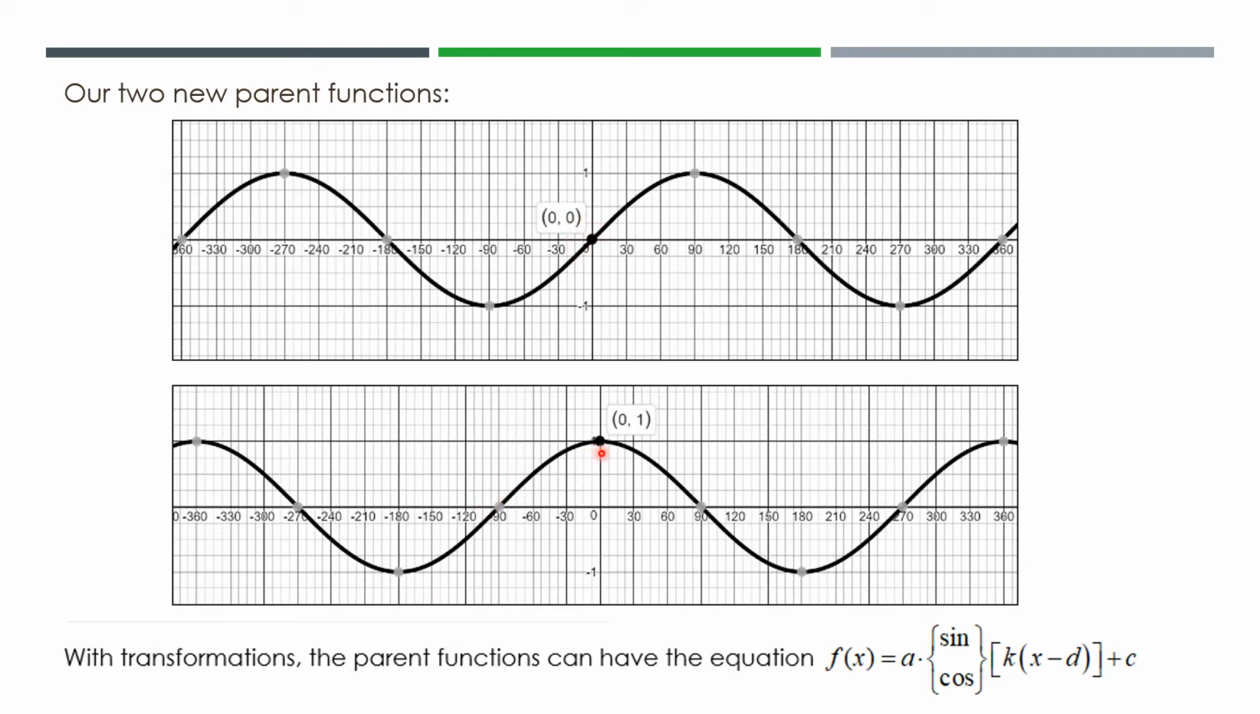The cosine wave doesn't pass through the origin, but on the y-axis it hits its maximum, which is a y value of 1. So we've got sine and cos. With transformations, the parent functions can have this equation. Depending on sine or cos, we still have an a value, a k value, a d value, and a c value. So a, k, d, and c, those parameters are the same as they have been for our other functions.